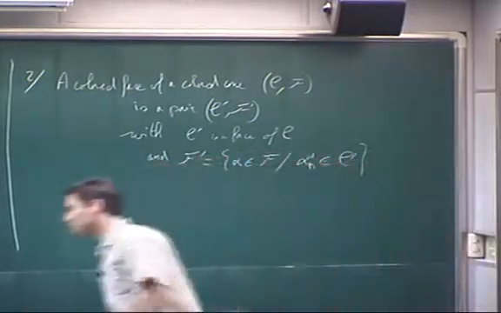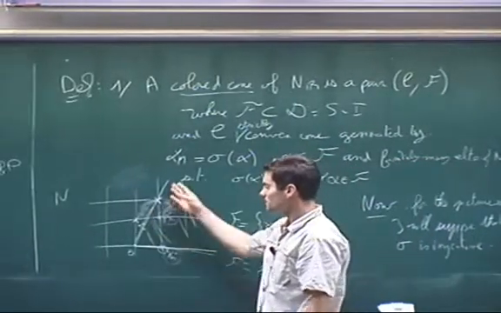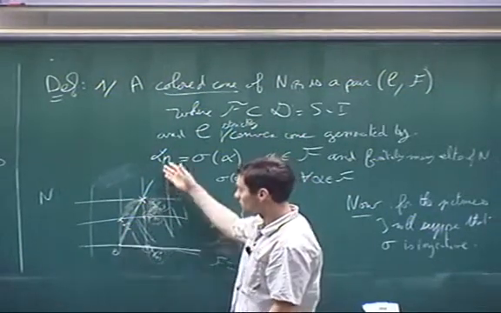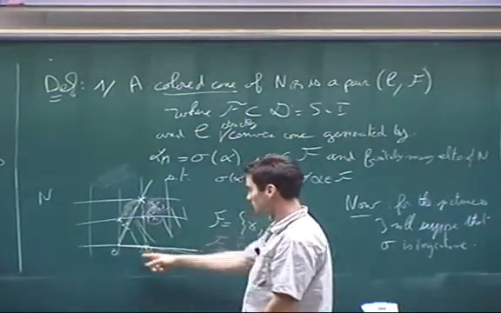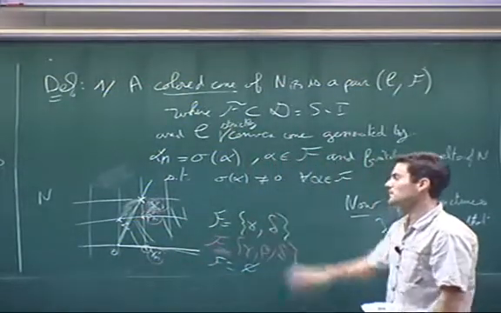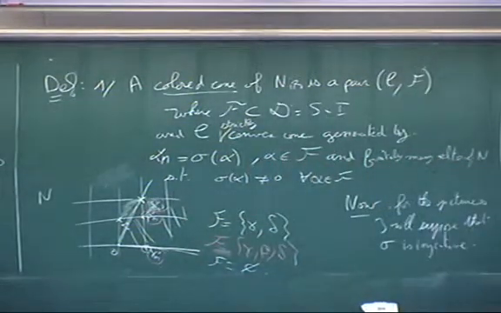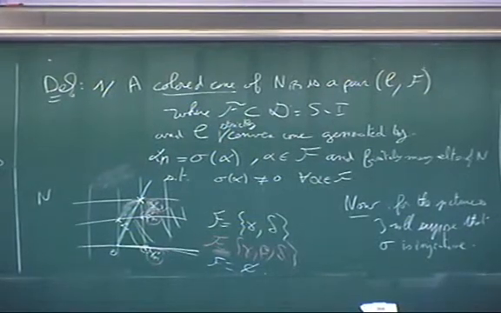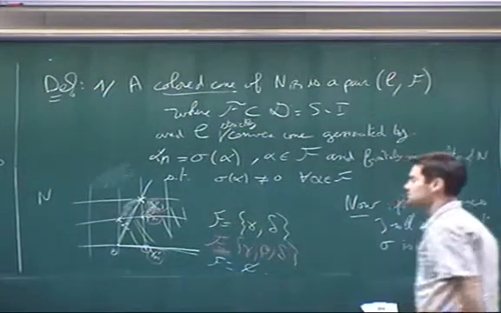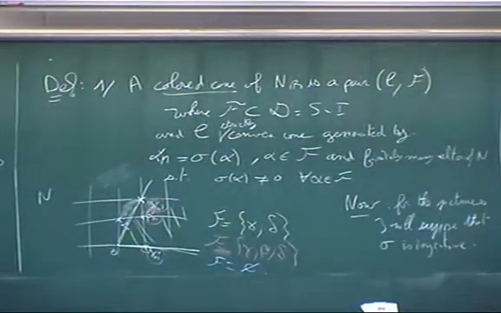So for example, in the yellow case, we have two colored faces of dimension 1: this one without color, and this one with the color gamma. And we have also one cone of dimension 0, which is the point 0, and one cone of dimension 2, which is the cone itself.